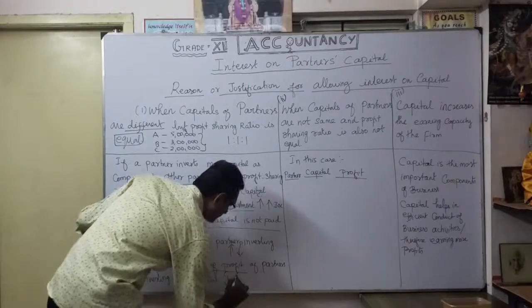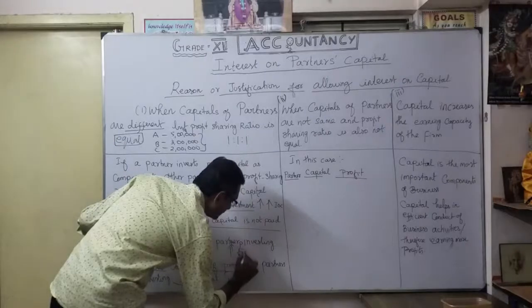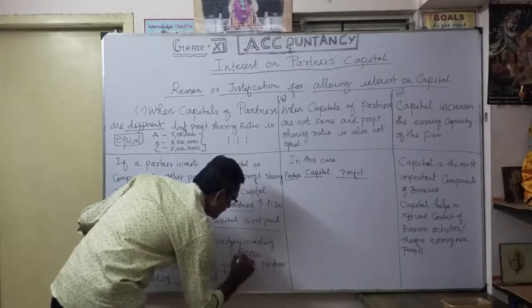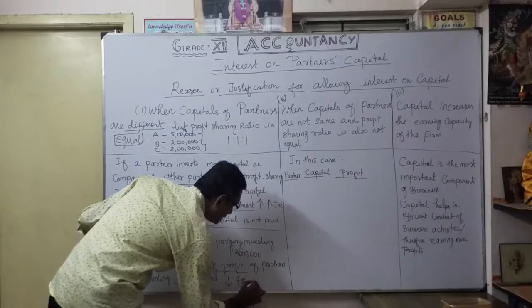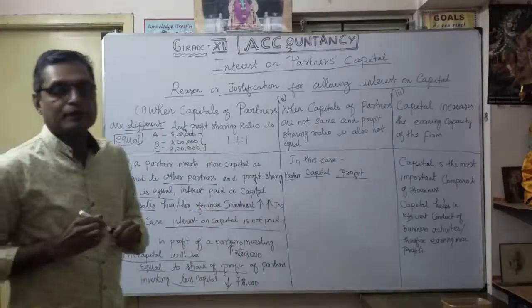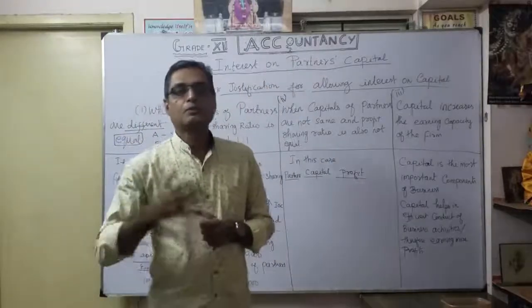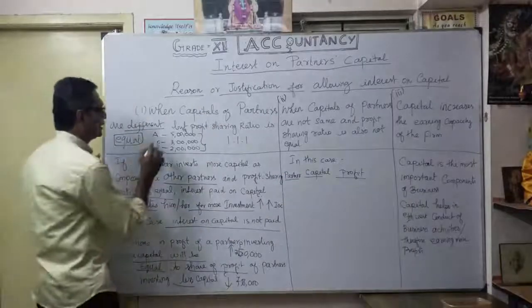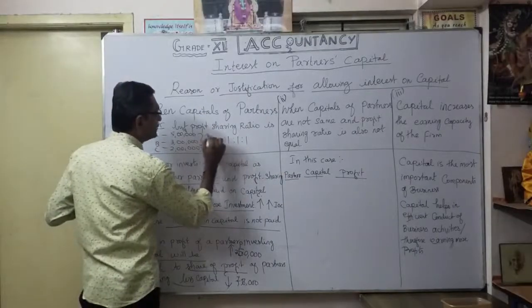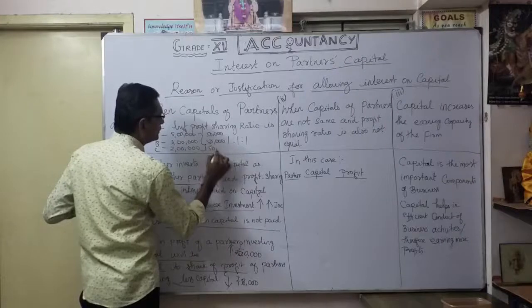So here also the profit will be, I will make the example 50,000. So he is also getting 50,000. That means the person who invests less capital is also getting the same profit as the person who invests more capital. Here he will also get a profit of maybe 50,000.